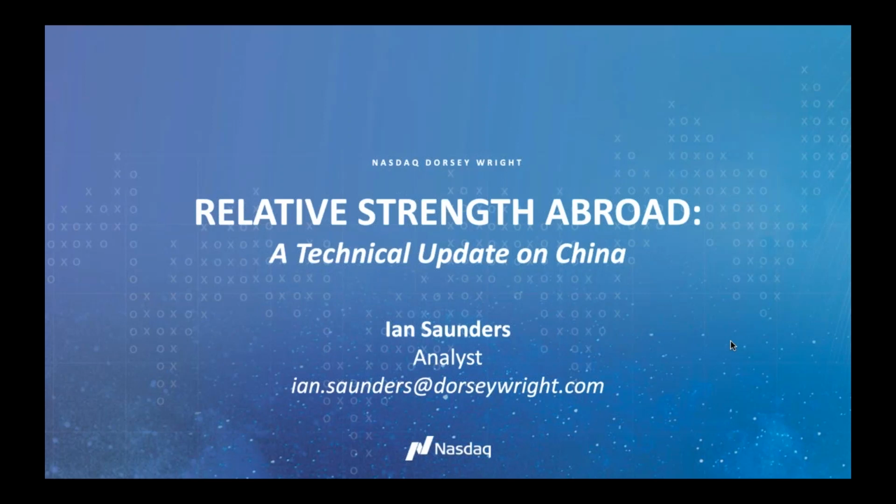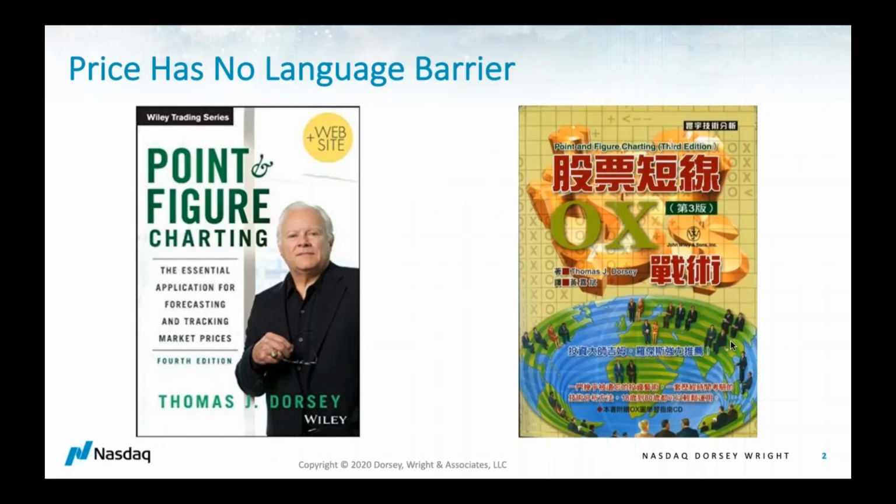We're going to be taking a look for this final presentation at a technical update on China through the lens of point and figure charting and relative strength. Point and figure charting at its core is looking at the objective relationship between supply and demand in the price movement of a security. And the great thing about this objective relationship is that it can look across the price of any security, whether that price is here in the United States or abroad in areas such as China.